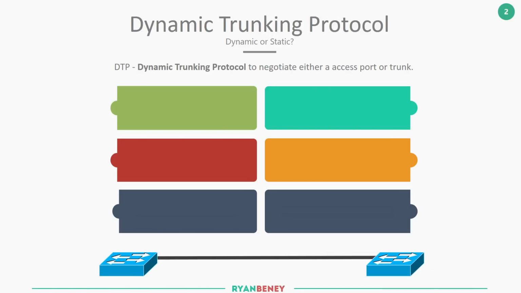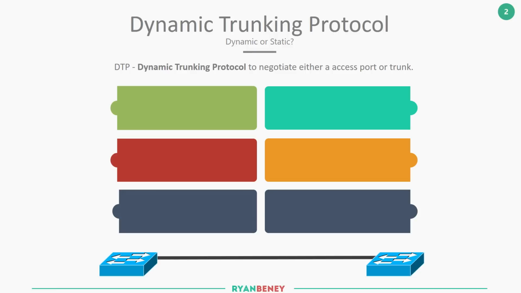So first of all, what is the Dynamic Trunking Protocol? The Dynamic Trunking Protocol, DTP, is used to negotiate between switches to either come up with an access port or a trunk port. In the previous video, we'd said that access ports were primarily downstream towards end clients and trunk ports were between switches.